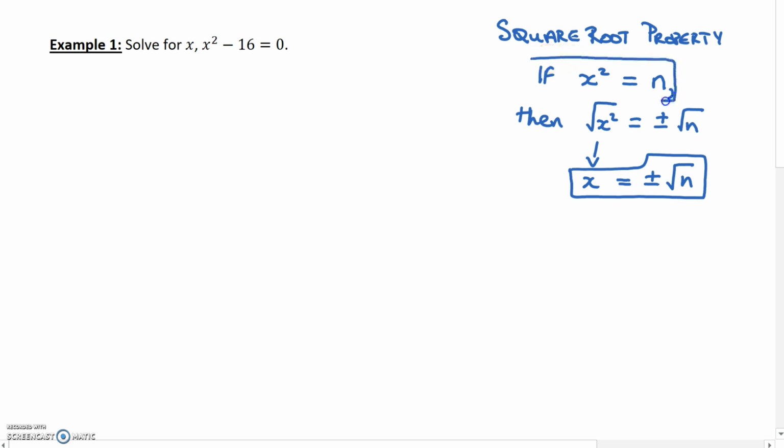So this is the hypothesis. This is where we start. If x squared is equal to n, then x is equal to plus or minus the square root of n. That's basically the summary of it. Okay, so where does it work?